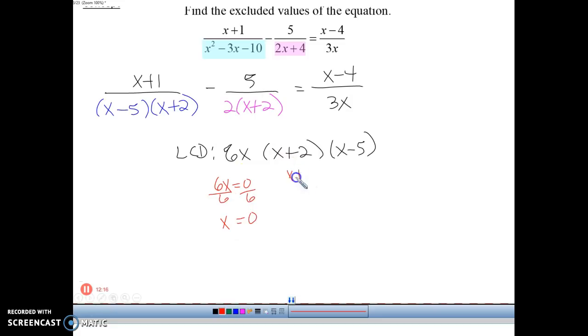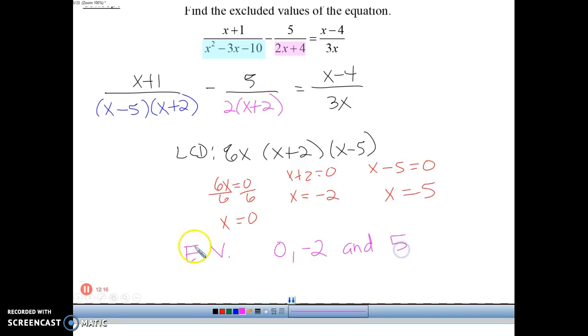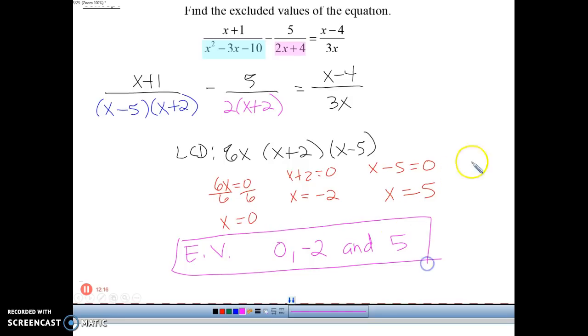And then here, x plus 2 equals 0. You just take the negative, so this would be x equals negative 2. And then x minus 5 equals 0. You would take the opposite, you just add 5, so x would equal positive 5. So your excluded values, again I'm abbreviating to EV, would be 0, negative 2, and 5, because those three values would give us a 0 in the denominators.